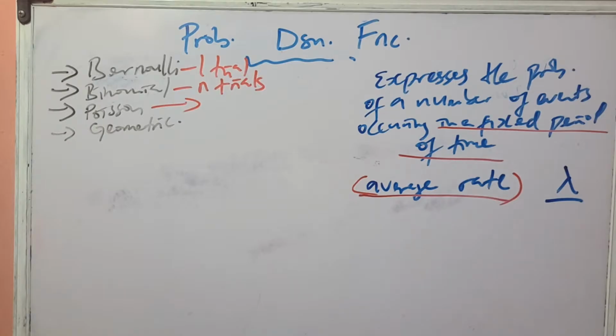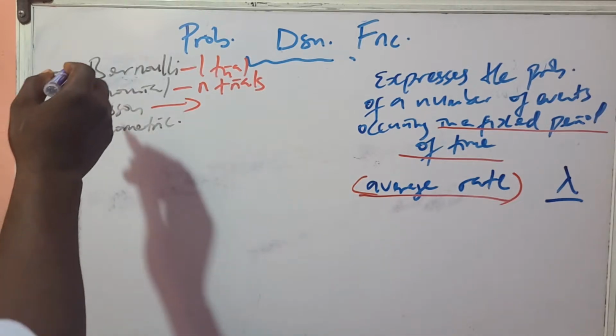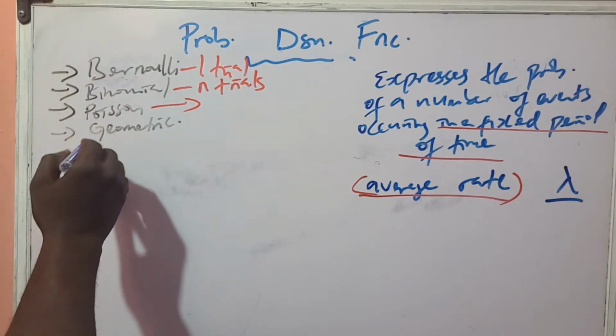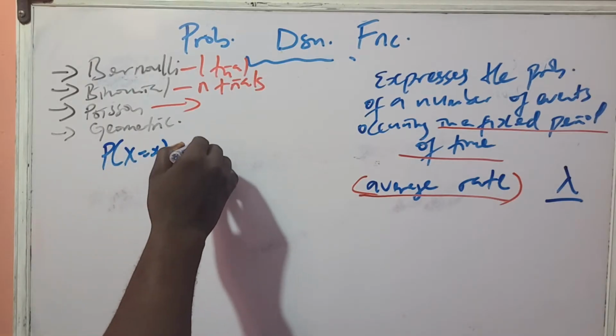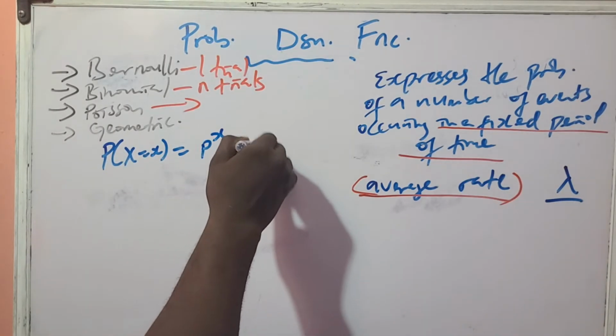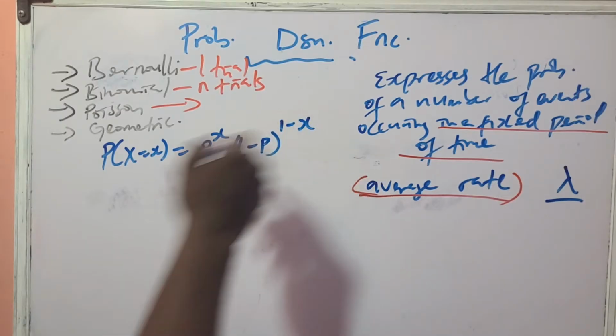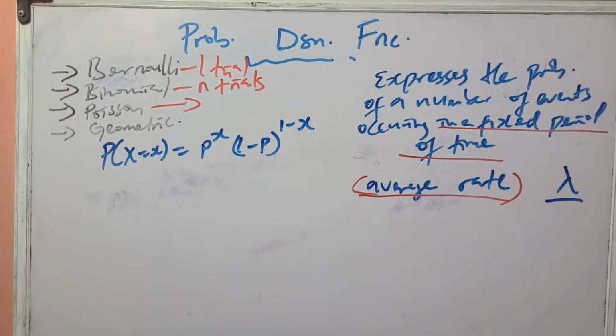Okay, good. So now, just like in every other case, we should always have what we call the PMF. Just for the sake of revision, for that of Bernoulli, we said the probability of X equals x was equal to p raised to power x, 1 minus p raised to power 1 minus x. That's the PMF for a Bernoulli distribution.